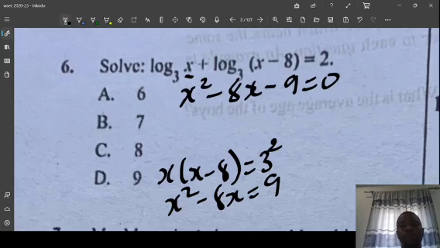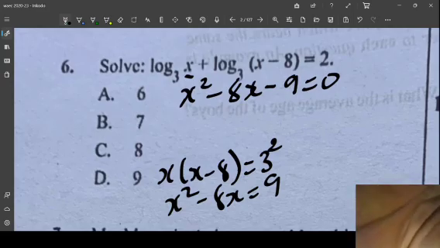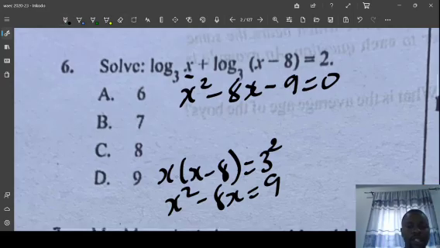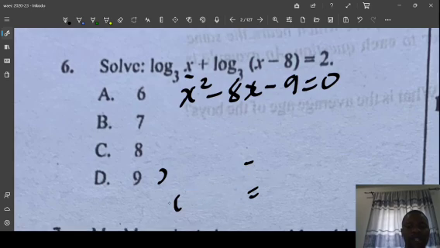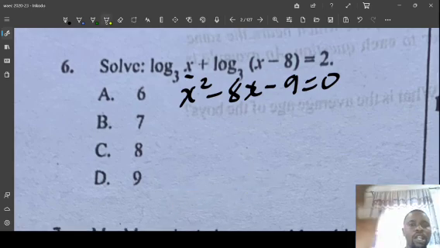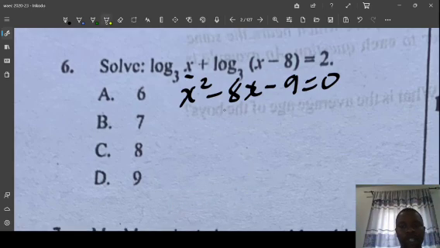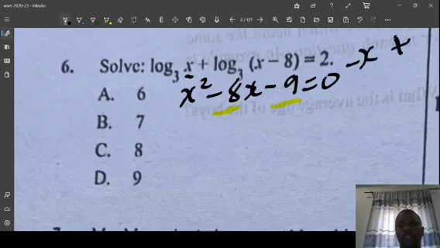All right. So all I need to do now is to factorize. And in factorizing, I'm going to ask myself, what numbers can I multiply that are going to give me minus 9, and then when I add them, I'm going to have minus 8? All right. So those two numbers are plus x and minus 9x, right?